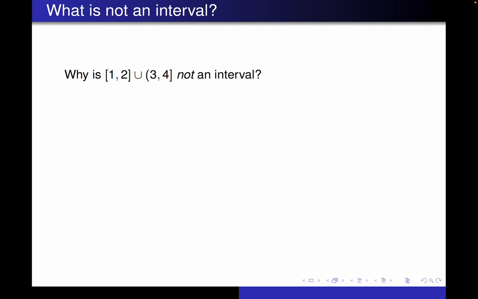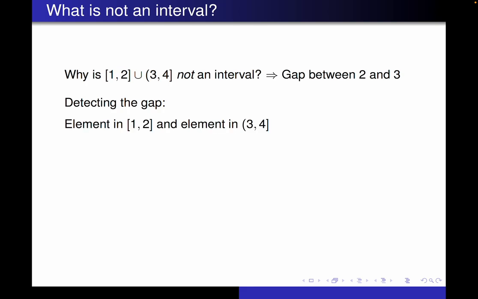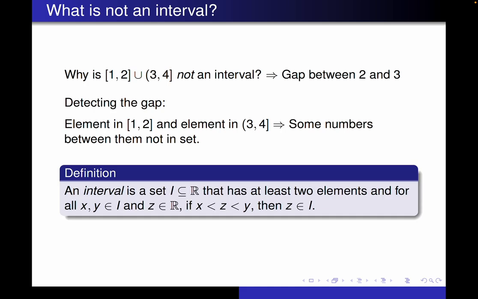So let's first look at why the second one is not an interval. Why is the union of (1, 2) and (3, 4) not an interval? Well, basically, there's a gap between 2 and 3. And so the question you might ask is, okay, how do we formally detect that gap? Well, if you took an element in (1, 2) and an element in (3, 4), there are some numbers between them that are not in the set. And so if you have a definition to eliminate that possibility, that gives us the definition of an interval.